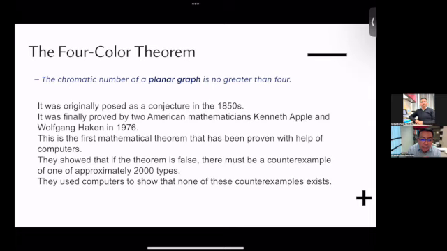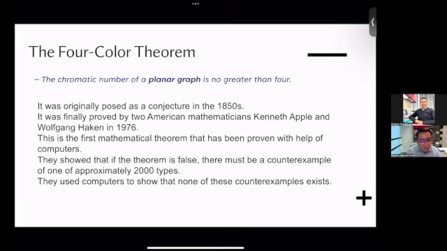But look, this conjecture was proven almost 100 years after. It was finally proved by two American mathematicians, Kenneth Appel and Wolfgang Haken in 1976. And this is actually the first mathematical theorem that has been proven with the help of computers. That is awesome, because usually before that, mathematicians were working alone using their brain and a piece of paper and a pencil. But these guys used theorem provers, automatic theorem provers.